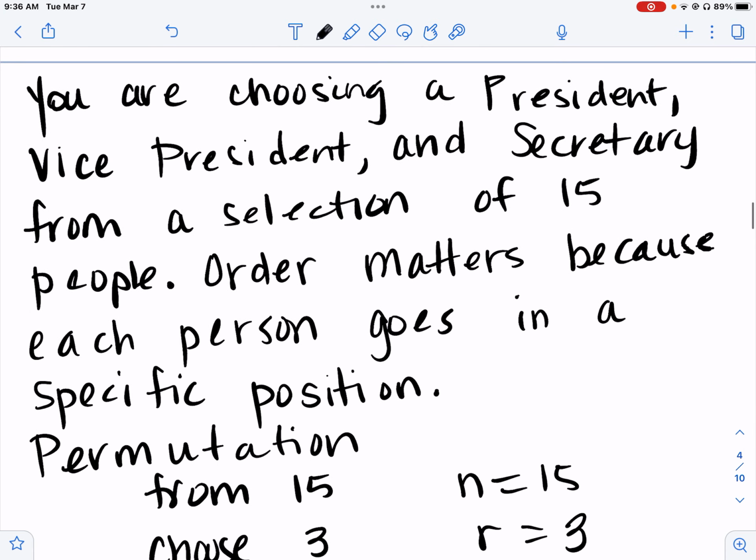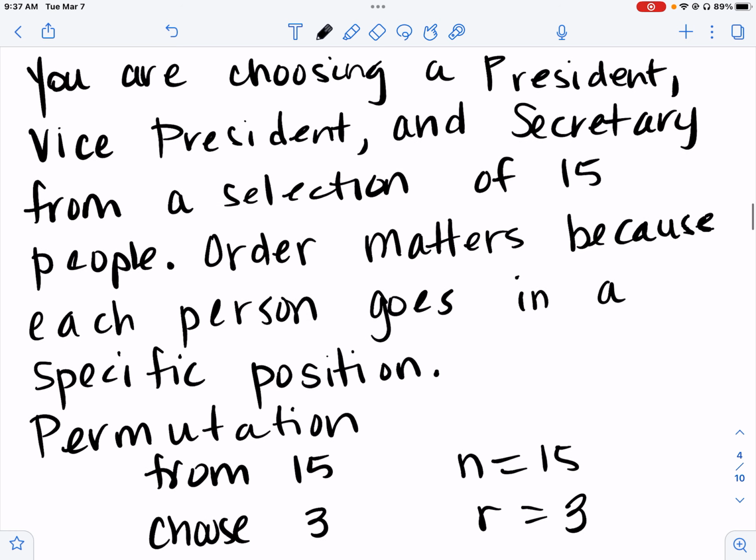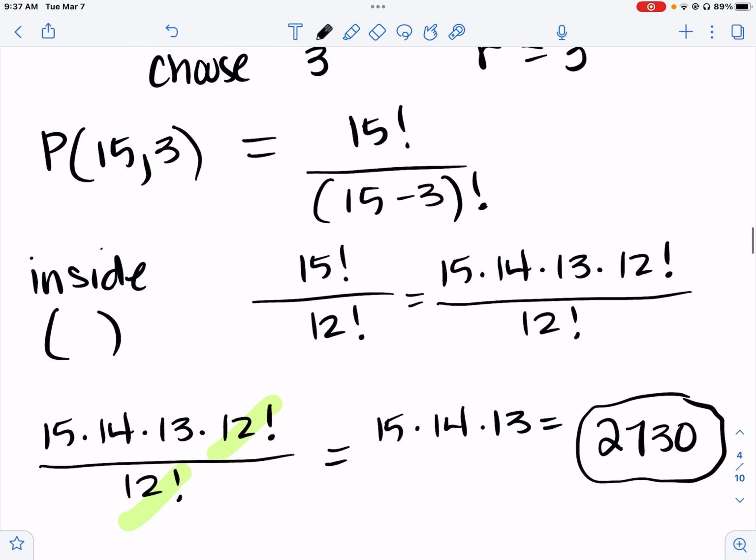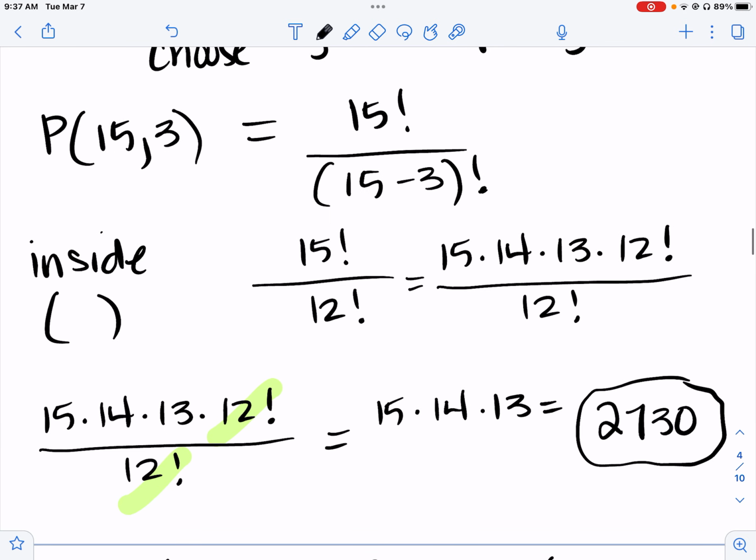For example, you're choosing a president, vice president, and secretary from a selection of 15 people. Order matters because each person is going into a specific position: president, VP, secretary. So there are 15 people to choose from. That makes n 15. Choose 3, that makes r 3. So we're going to plug in 15 and 3.